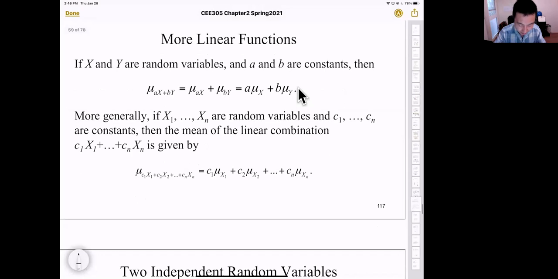If we have more than one random variable, X and Y, and a, b are constants, then this equation also holds true. The mean value of aX plus bY is equal to a times the mean value of X plus b times the mean value of Y. And for more than two variables, this equation also holds true.